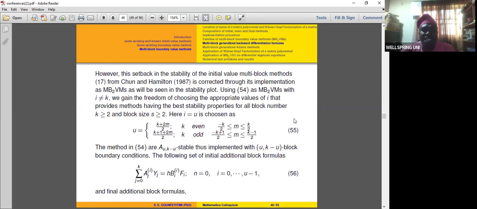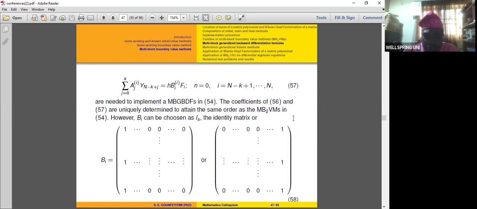And the formula for choosing the I is given in equation 55, where we say I equals U, and we have U equals what? K plus 2m all over 2 for the case of even, and for the case of odd, we have K plus 1 plus 2m divided by 2. Thus, the method will now be implemented in U, K minus U block boundary condition, where the boundary condition is given in equation 56, and the final one is given in equation 57.